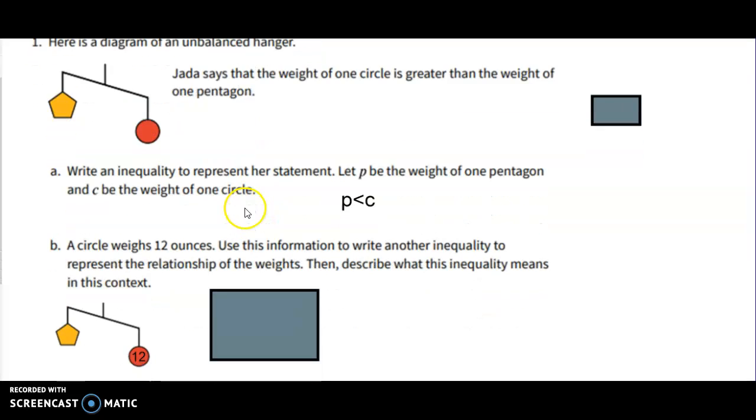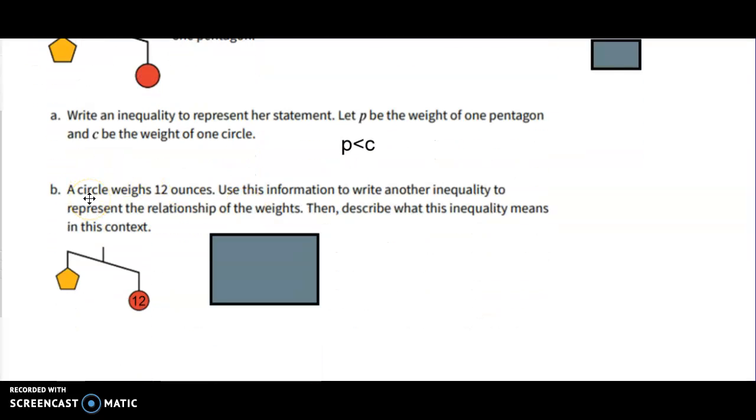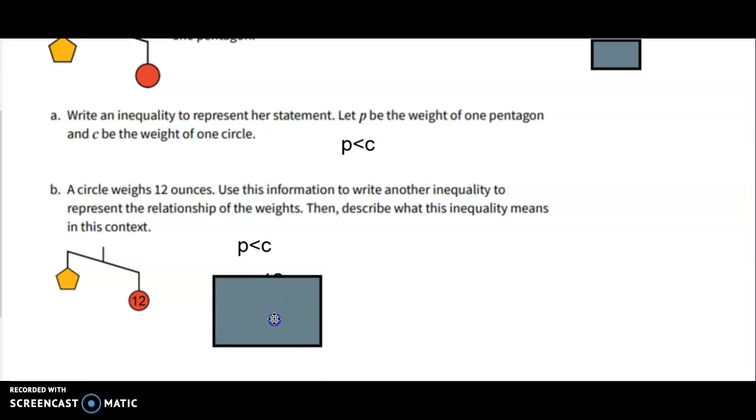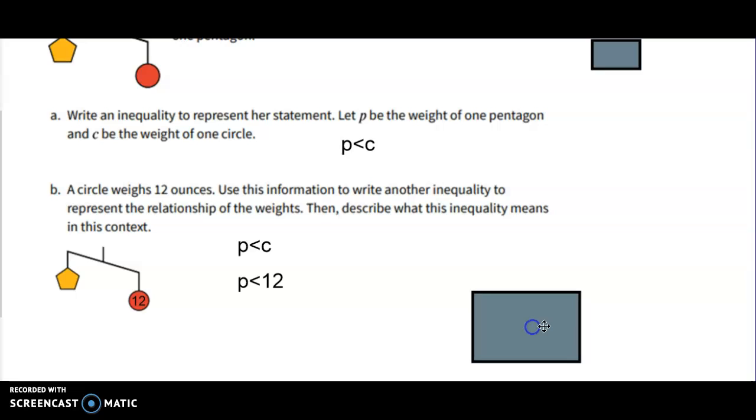C is heavier. So if we have the circle weigh 12 ounces and we put that on the circle, use this information to write an inequality to represent the relationship of the weights. Then describe what this inequality means in this context. All right, well, we said that P is less than C, and now we know that the circle is 12, so we have P is less than 12. So let's think of a number that is less than 12. We could say 7 is less than 12. So the solution would be P is 7.